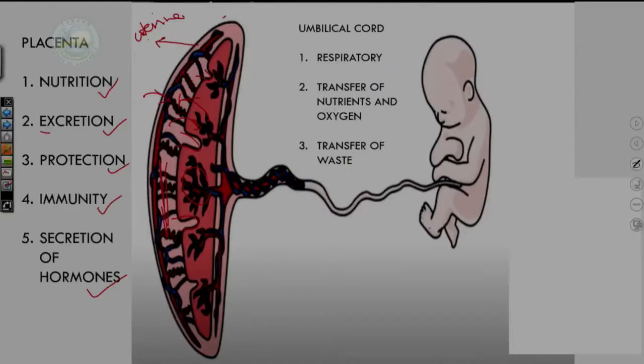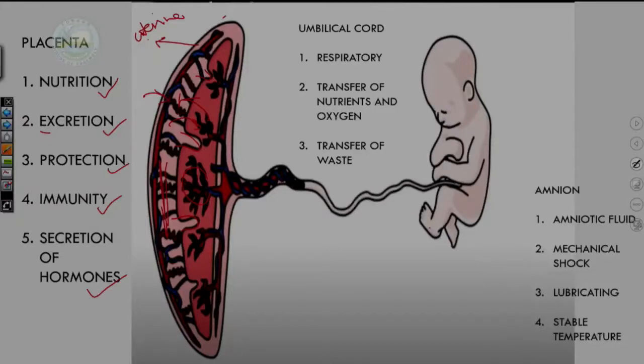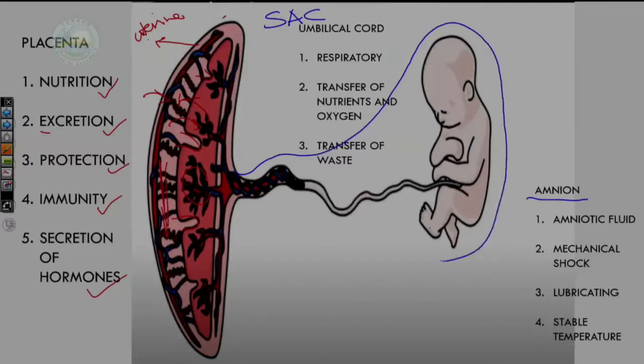Finally, we want to look at the amnion. Now, in reality, remember I said that this umbilical cord will be coiled, so the baby will not be this distance from the placenta. So what we have forming is this sac around the umbilical cord, and it surrounds the developing fetus. So that is called the amnion. Right? That is the amnion.